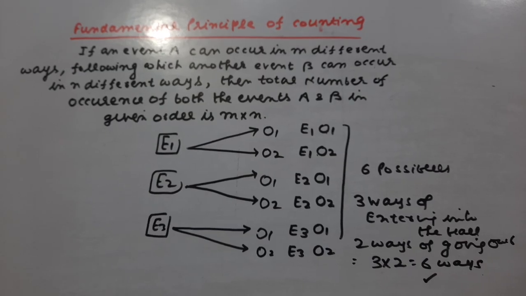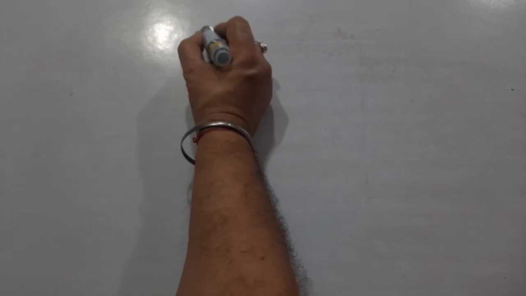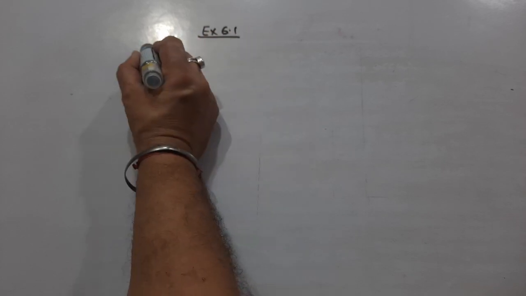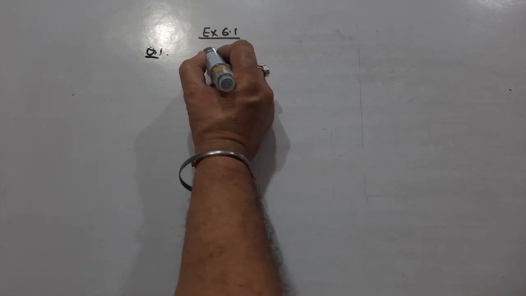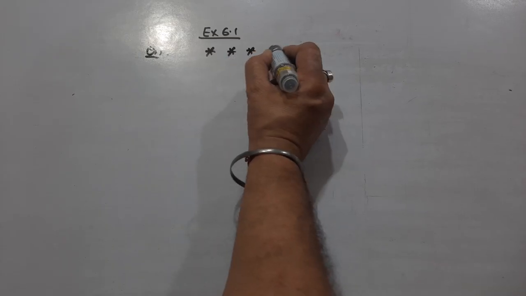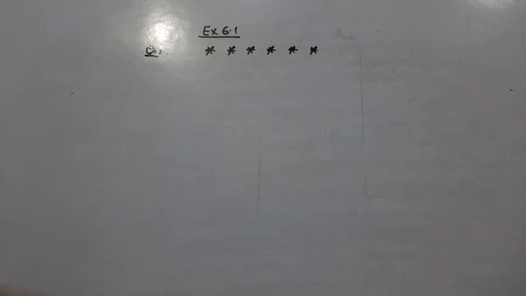Now we shall discuss some very simple questions. Exercise 6.1. Now students, the very first question of exercise 6.1 is: in a railway compartment 6 seats are vacant on a bench. In how many ways can 3 passengers sit on them? So we have 6 seats on a bench, and we have 3 passengers. In how many ways can 3 passengers sit on them?